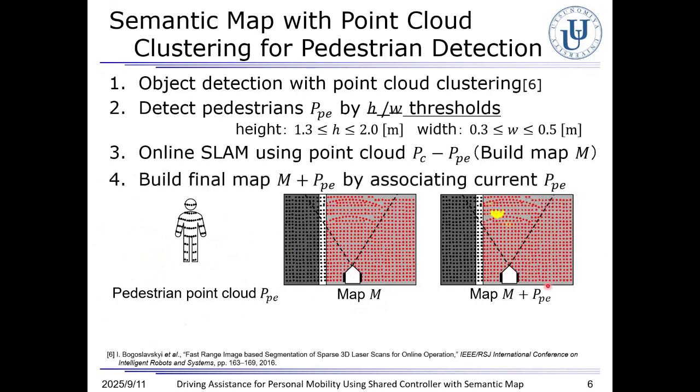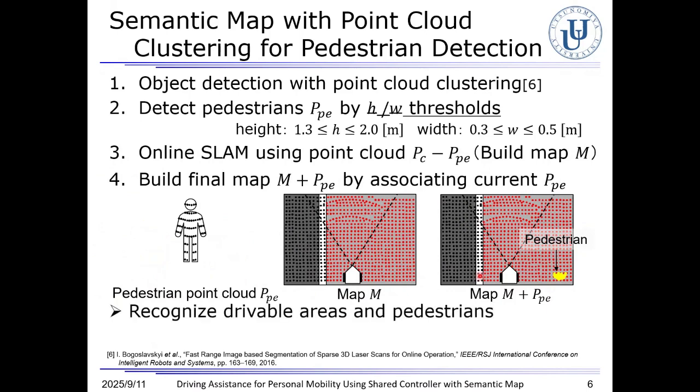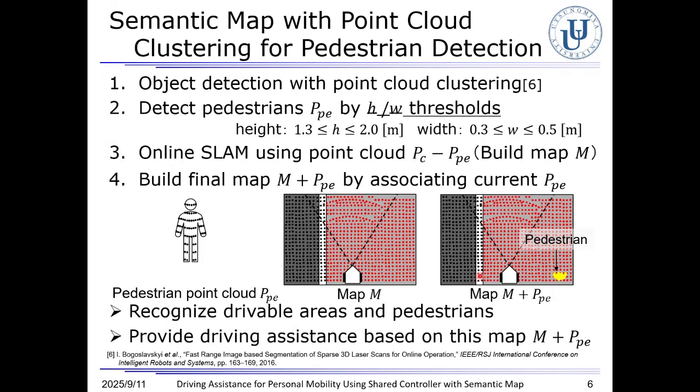Using this map, the mobility can recognize drivable, non-drivable areas and pedestrians. Therefore, the mobility can provide driving assistance through the shared controller based on this map.